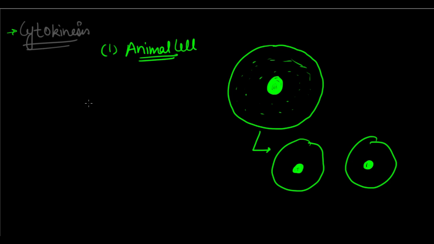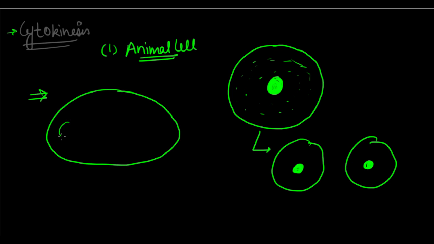And let's have a look at how this actually takes place. We've looked at this before, that when we have an animal cell, at the end of the telophase it has two nuclei. Right? We had the karyokinesis and we have two nuclei now. Now, how does the cell actually divide into its daughter cells?